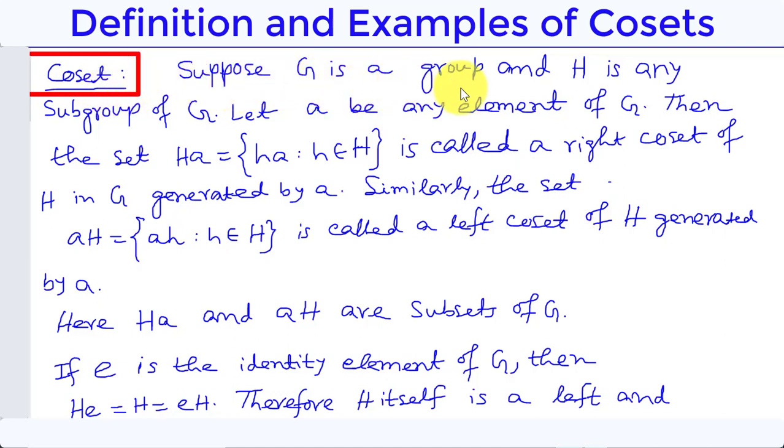Suppose G is a group and H is any subgroup of G. Let a be any element of G. Then the set Ha equals h times a, such that h belongs to the subgroup H, is called a right coset of H in G generated by a. Similarly, the set aH equals a times h, such that h belongs to H, is called a left coset of H generated by a.